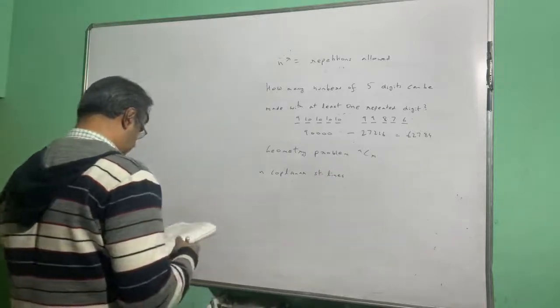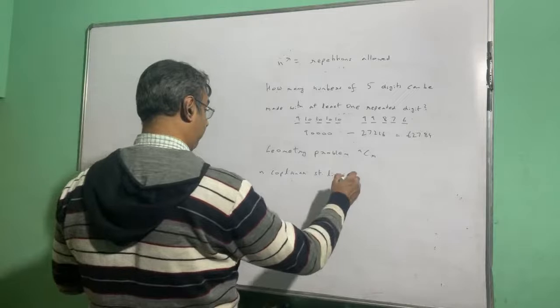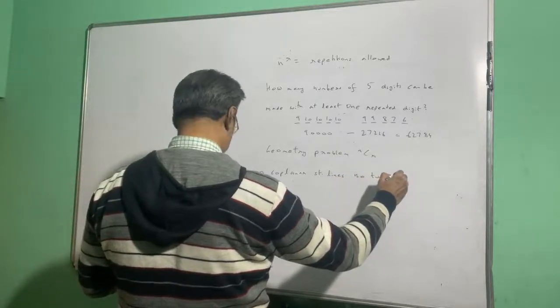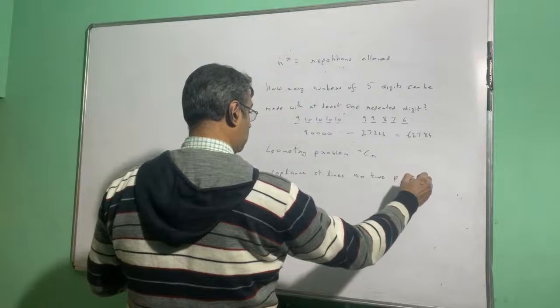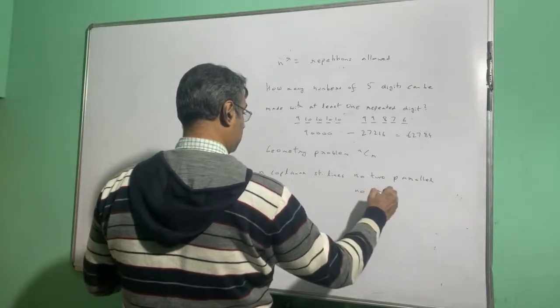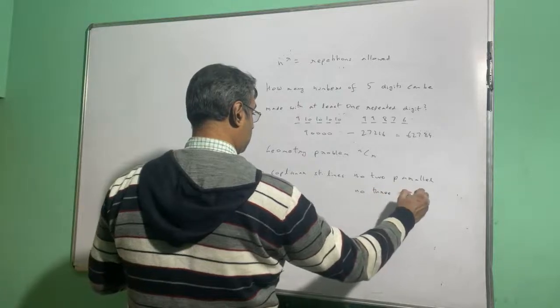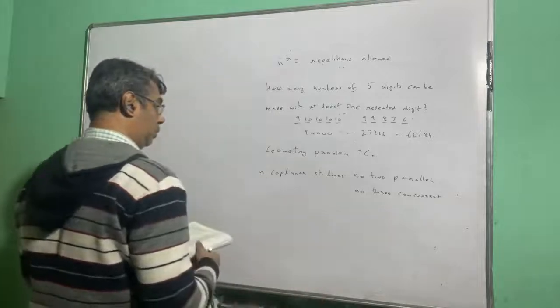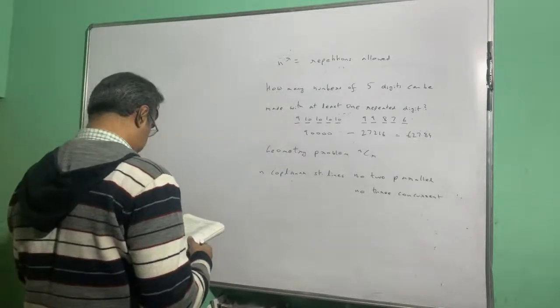So there are n coplanar straight lines. No two are parallel and no three are concurrent.